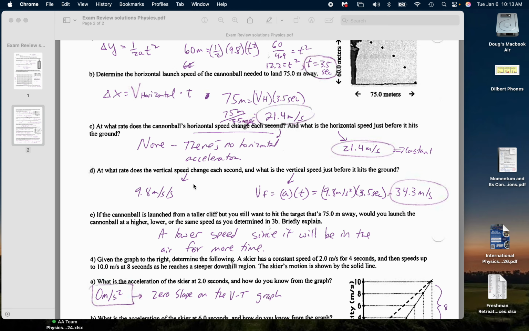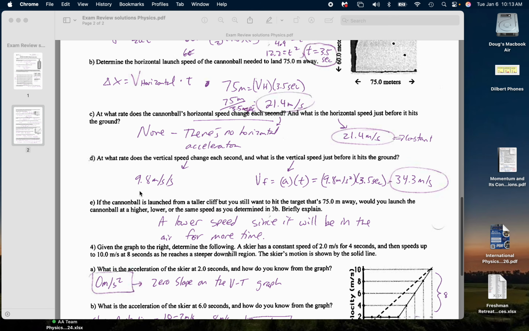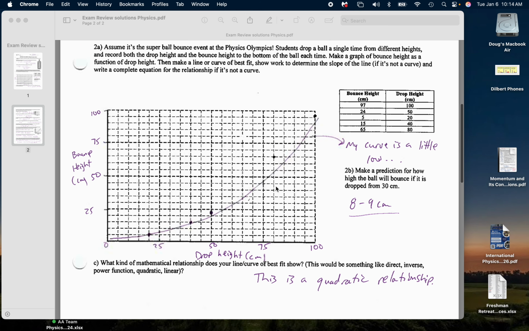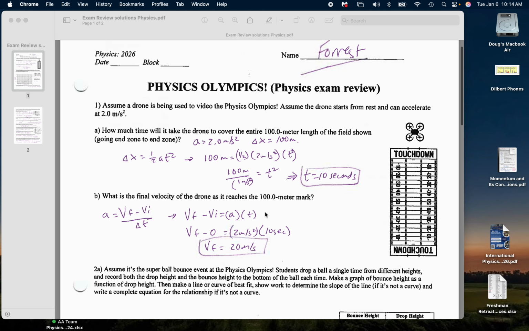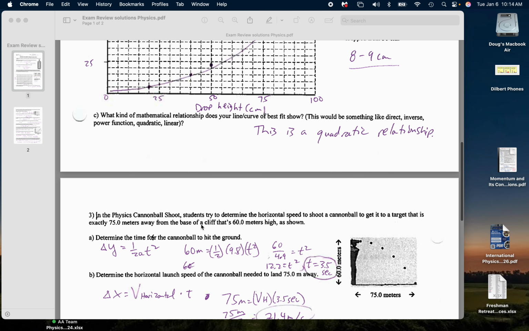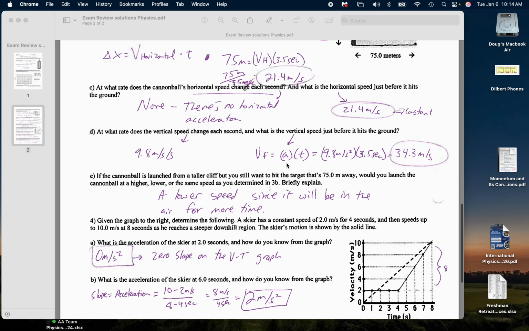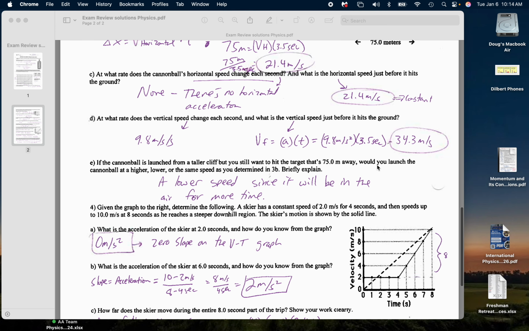At what rate does the vertical speed change each second? That's 9.8 meters per second every second. And what's the vertical speed just before hitting the ground? Again, this is a version of this, which we also used up here. So final velocity is acceleration times time, since there's no initial velocity. 9.8 times 3.5 means we end up around 34.3 meters per second.